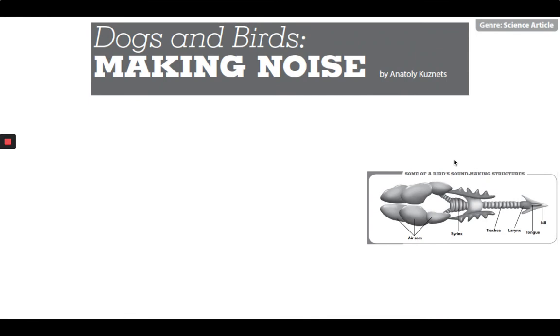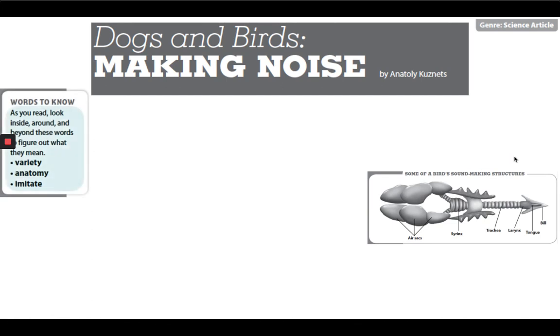Dogs and Birds Making Noise by Antonelli Kuznets. And we see a diagram here of some birds' sound-making structures. So they have air sacs, a syrinx, a trachea, a larynx, a tongue, and then the bill. So theirs looks different than ours, right? Words to know. As you read, look inside, around, and beyond these words to figure out what they mean.